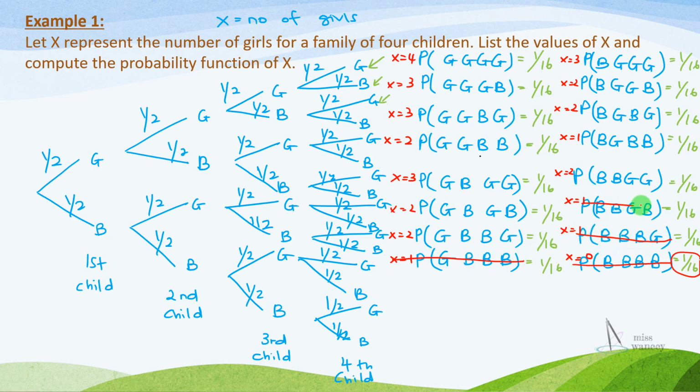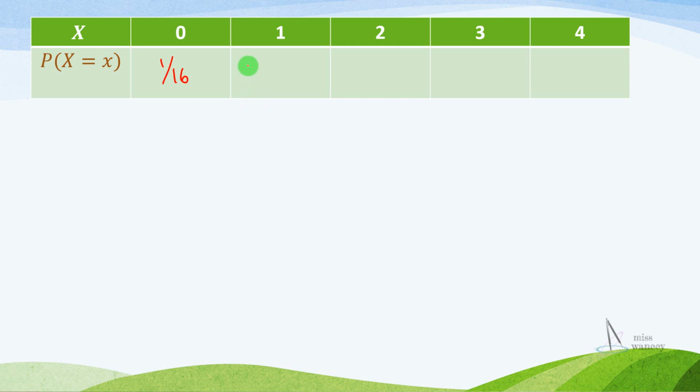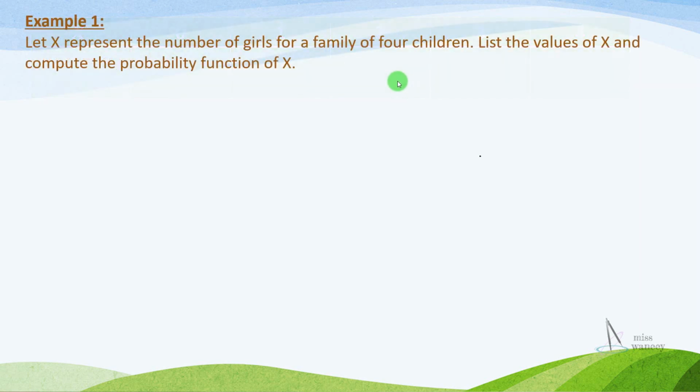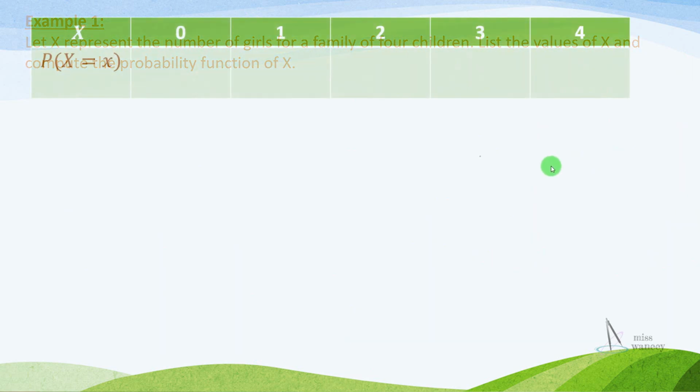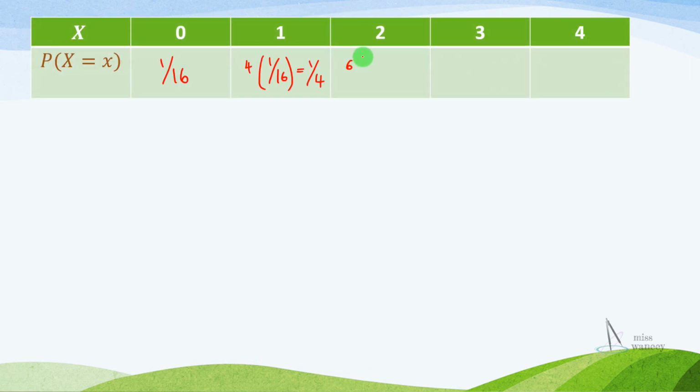Now for X equal to 1, I have 1, 2, 3, 4. So I have 4 of them. That means this one should be 4 multiplied with 1/16, which is simply 4/16, so this is 1/4. Okay, so now for X equal to 2, I have 1, 2, 3, 4, 5, 6. So I have 6 of them. This one should be 6 multiplied with 1/16, so this will be 6/16, or 3/8.